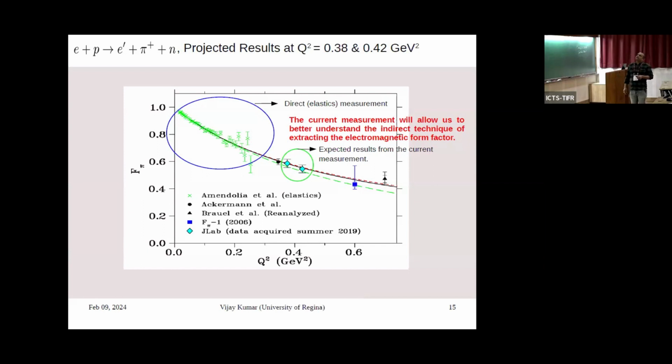So here I have the projected result for the data that I'm analyzing. Here we see a direct measurement. They scatter pi minus from atomic electrons, and they measure the form factor. But here, these are 2 projected results, as I'm analyzing data to get experimental results for these 2 values of epsilon. And from this measurement, we will understand this indirect technique.